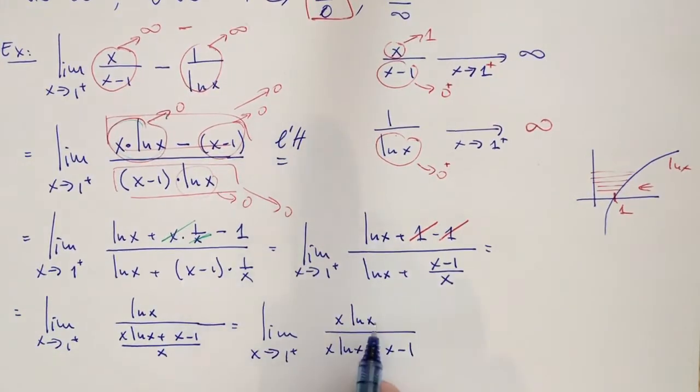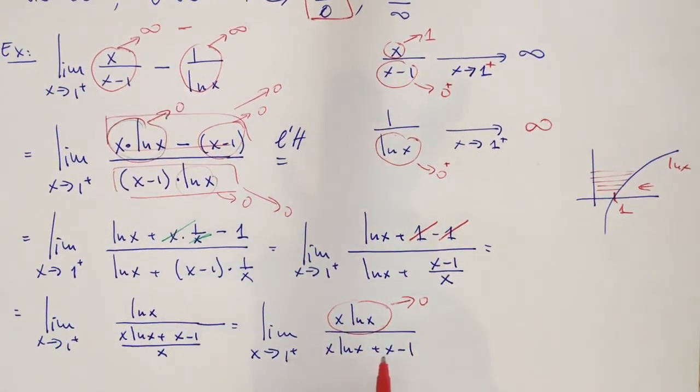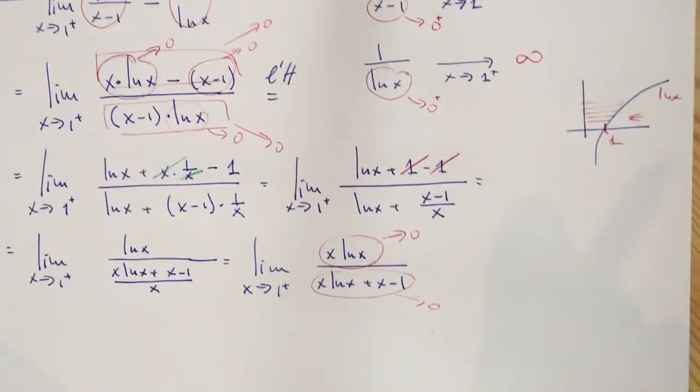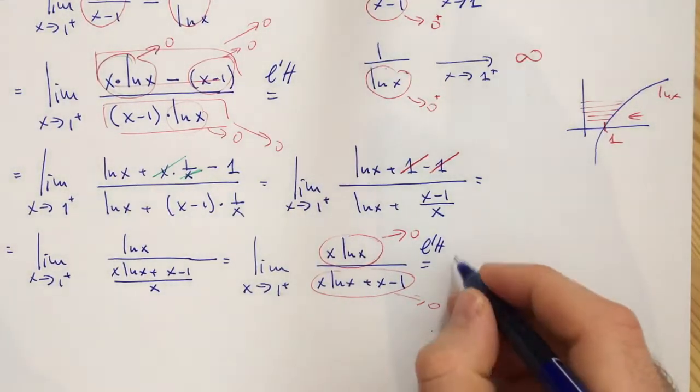And again, as x goes to 1, ln of 1 is 0. 0 times 1 means the numerator goes to 0. In the denominator I have 1 minus 1, this part here is 0, and ln of 1 is 0, 0 plus 0 is 0. So this allows me to use the L'Hopital's rule one more time, okay?